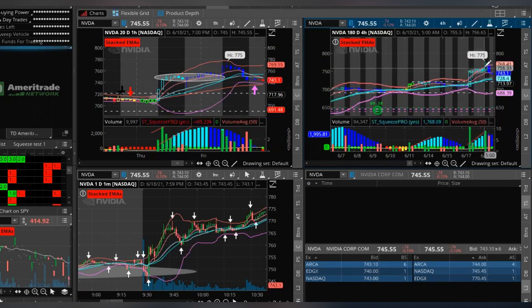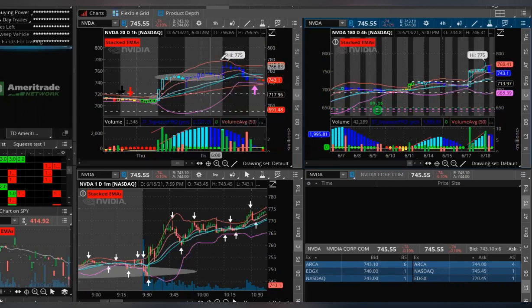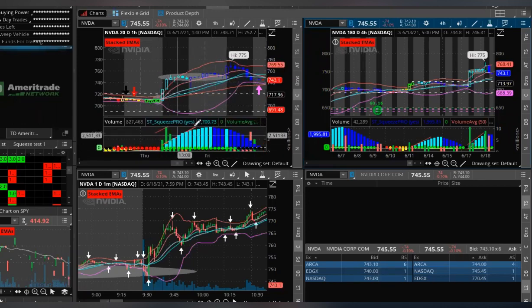I told members to buy in at, if I'm not mistaken, I believe it was 755 or so, 757, break of 757. It's like over a $20 move there, really, really huge move there. For me being able to identify the squeeze, the tight range, continuation, guys.